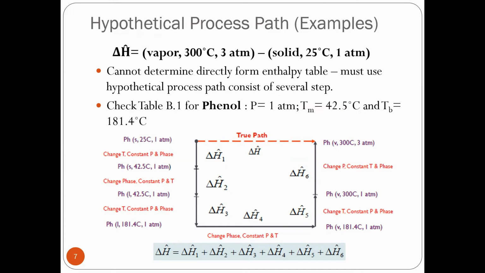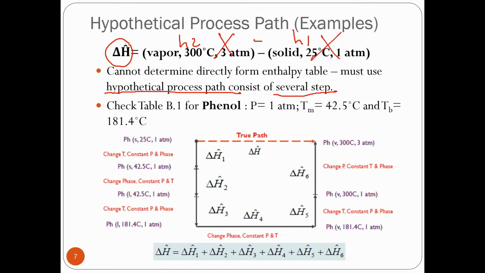Here we bring back our example, where we need to calculate the change of enthalpy for a process in which solid phenol at 25 degrees Celsius and 1 atm goes to vapor at 300 degrees Celsius and 3 atm. To calculate this change of enthalpy, you can't just get it by H2 minus H1. You can't get it directly because there are no tables given in the textbook. So we need to develop a hypothetical process path that consists of several steps.